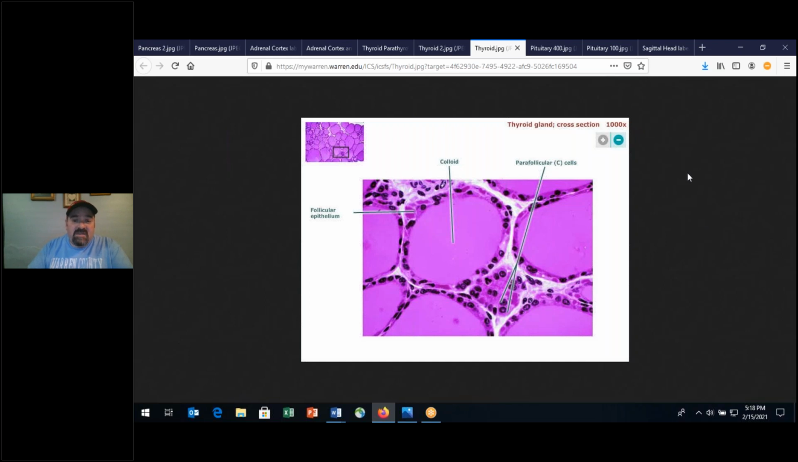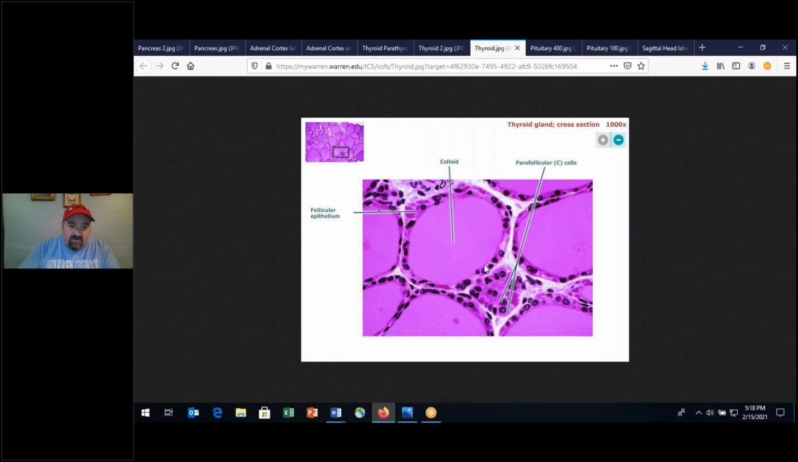So the next tissue that I chose to look at would be the thyroid tissue, okay? Folks, thyroid tissue is very unique in its presentation. If you'll see over here, just looking at these little spheres, right?